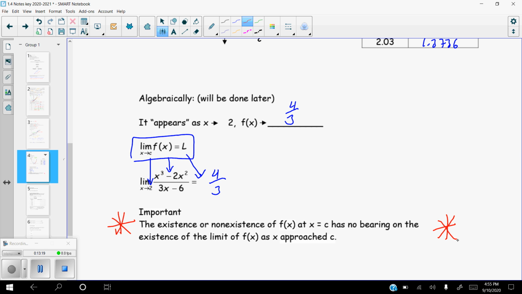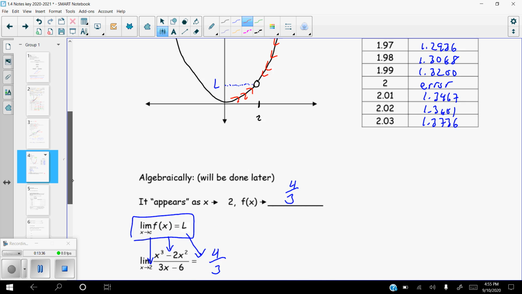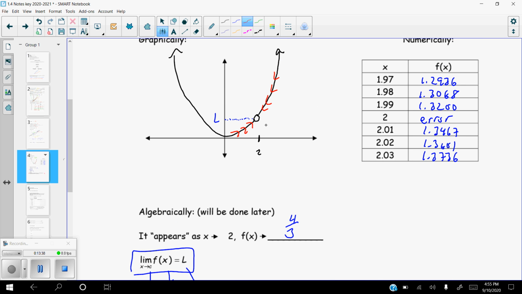This is a very, very important concept. It says the existence or the non-existence of f of x at x equals c has no bearing on the existence of the limit of f of x as x approaches c. Okay, what does that mean? In this case, there was a non-existence of a value. F of x did not exist there, but that had no bearing on whether the limit existed in this case. The limit still exists. The limit looks like it's approaching 4/3.